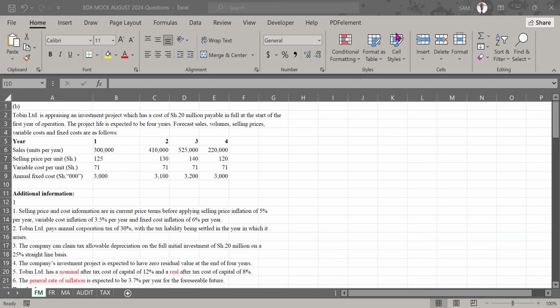I shared the files in the WhatsApp group, so kindly check it out. Check the files shared, then you'll be able to see a file written BDA mock August 2024. You get it from the attachments in the WhatsApp group. Catherine, I hope we are together. Unless you are not in that WhatsApp group, which can be dangerous, but okay, good.